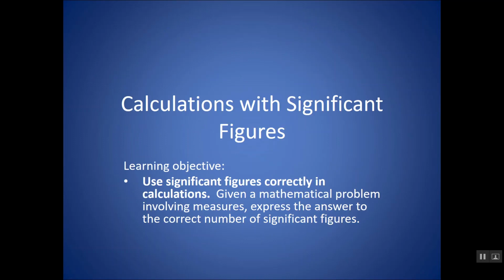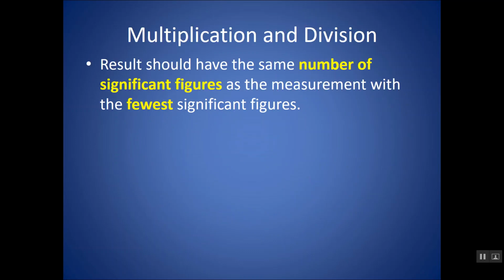Now when you're doing calculations, there are certain rules you have to follow in order to make sure that you're rounding your answer correctly. So when you're doing multiplication and division, you want to make sure that your answer is rounded to the correct number of significant figures. So you want the same number of significant figures as the measurement with the fewest significant figures. This is the rule for both multiplication and division.